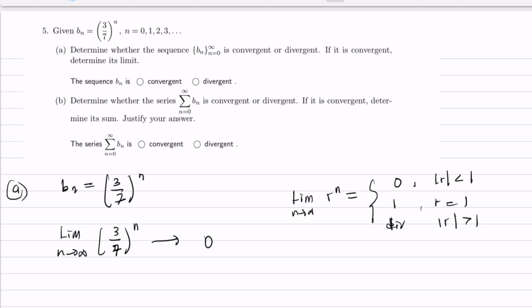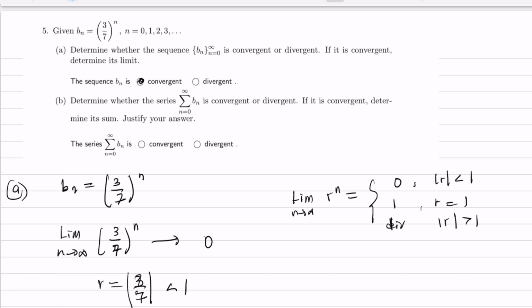And you'll notice that my r here is just 3 divided by 7. If you take the absolute value, this is less than 1. That means it converges to 0. So that means the sequence is convergent. Do you understand?